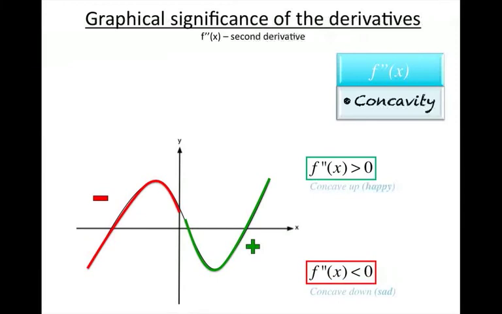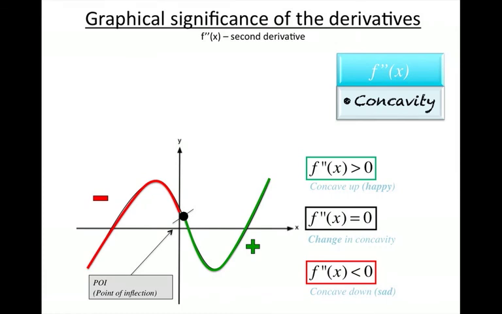And finally, what happens in between? Well, that's when f double dash x equals 0. It's a change in concavity. That is the one point where the concavity goes from negative to positive, or positive to negative. That is the change in concavity, where it goes from happy to sad. And that specific point where it changes, often it's quite subtle, but that specific point is known as our point of inflection, or our POI, which we discussed last time.